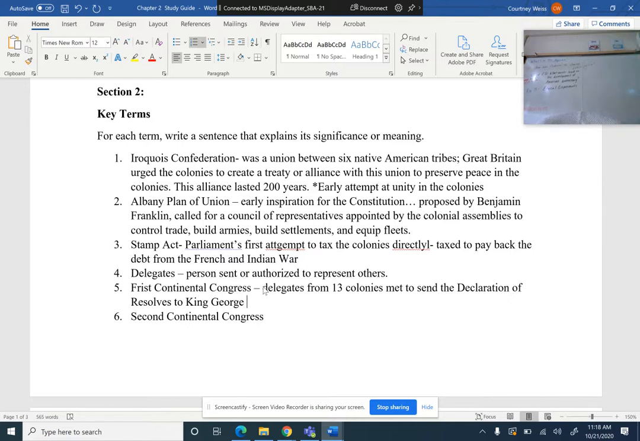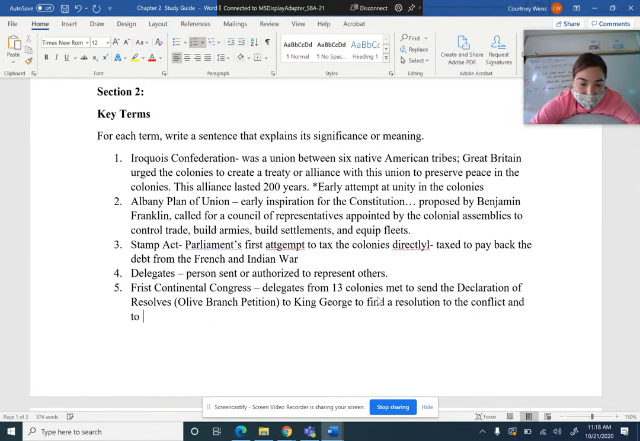The main thing that they wanted to do with this Declaration of Resolves was to repeal what? The Intolerable Acts, right? And also this Declaration of Resolves was the Olive Branch Petition, right? The forgiveness petition, like, hey, to find a resolution to the conflict and to repeal the Intolerable Acts. Does King George say, yeah, let's figure it out, we can make this work?